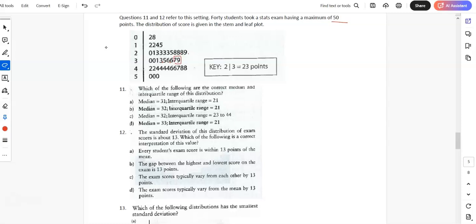25 and 26. I think that's the 25th and 26th term. So 38 would be the median. Oh, no, there's not 50 people.